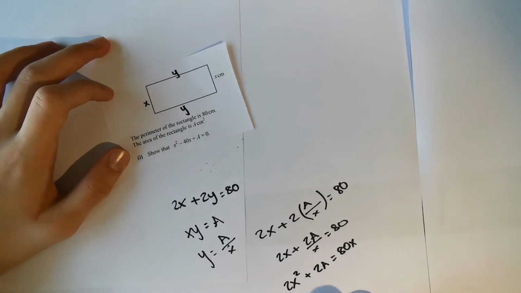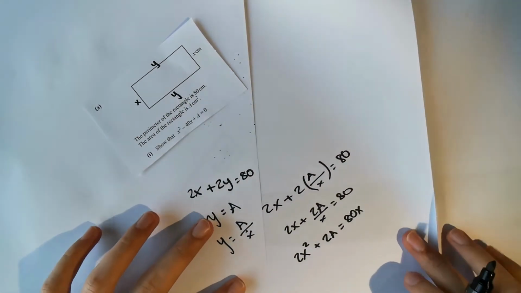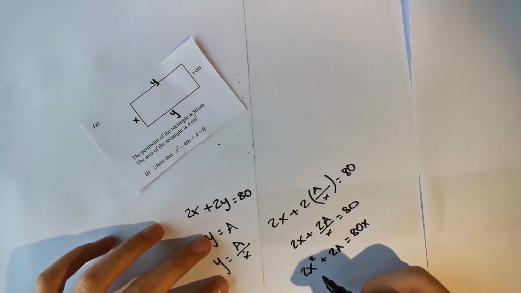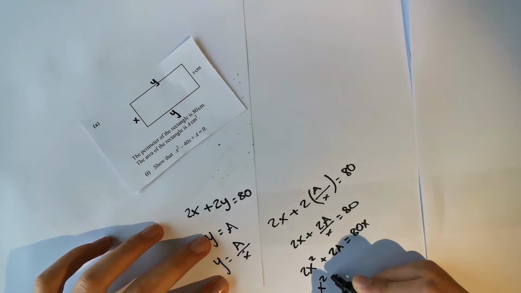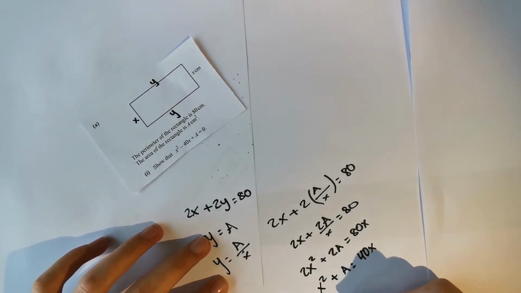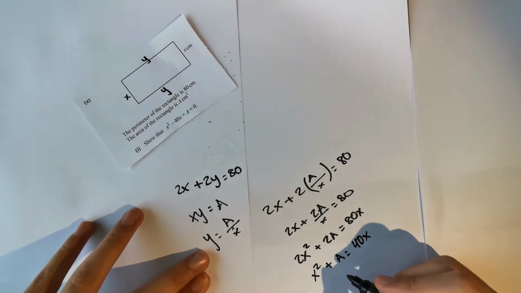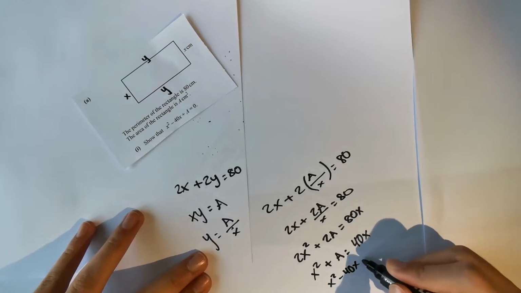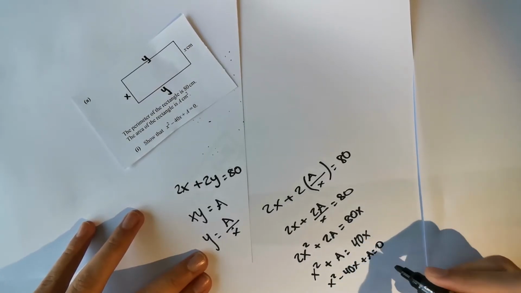And if we divide by 2, we get x squared plus a equals 40x, and we rearrange the equation to get x squared minus 40x plus a is equal to 0 as required.